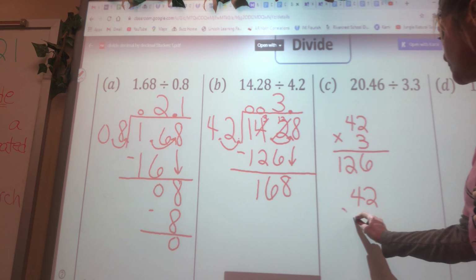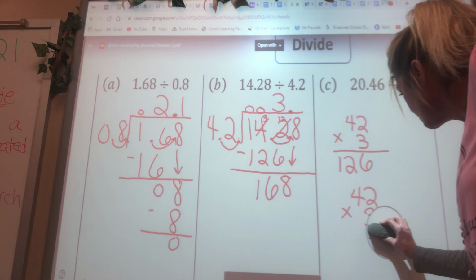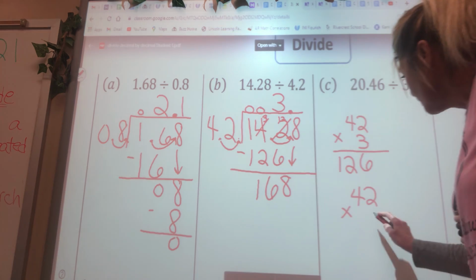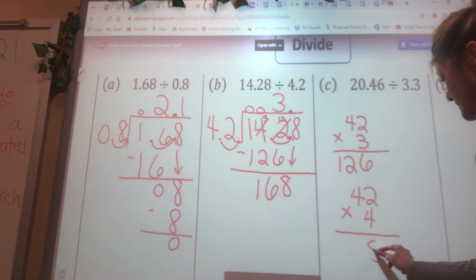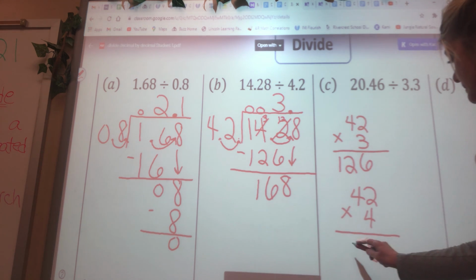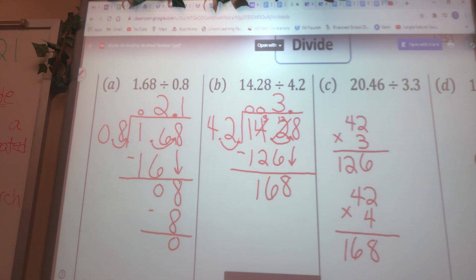So 42 times, not 3, 4. We said we think it'll go 4 times. Okay, 42 times 4. 4 times 2 is 8. 4 times 4 is 16. And that's exactly what we were trying to fit our 42 in.